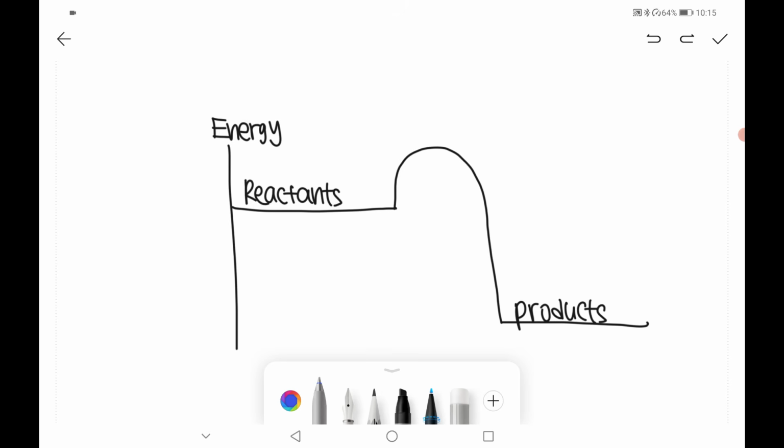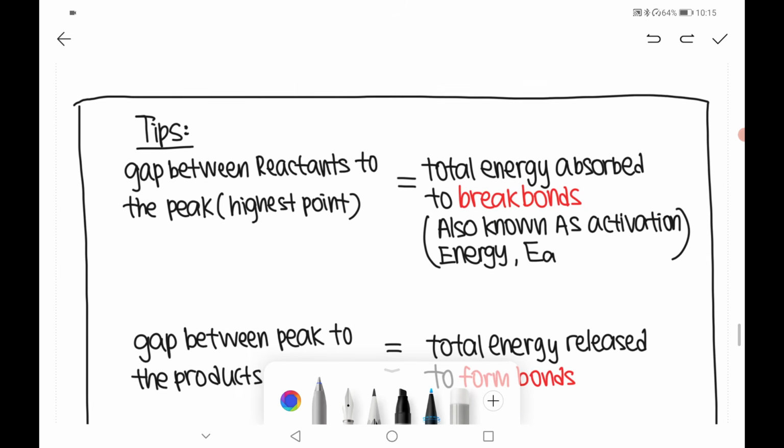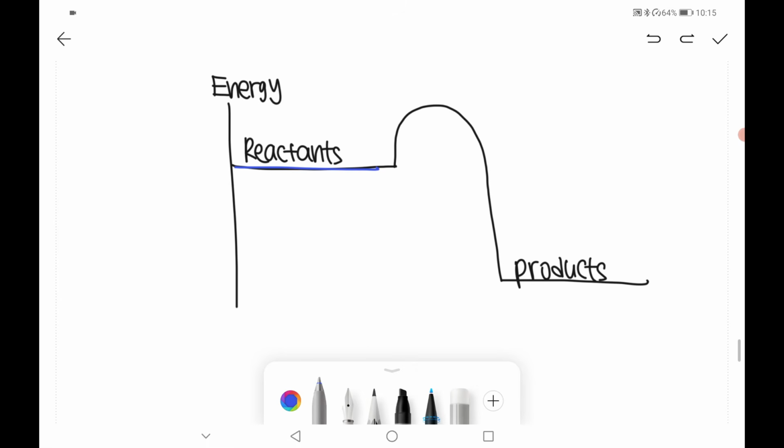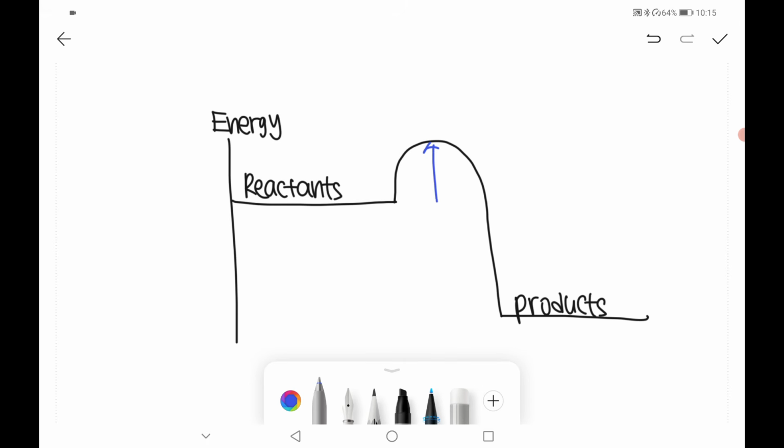Okay, so this is the energy profile diagram. Let's label it. The first thing, the gap between the reactant and the peak, is the total energy absorbed to break the bond, and we call it the activation energy. So from the reactant to the peak, this gap is the activation energy.